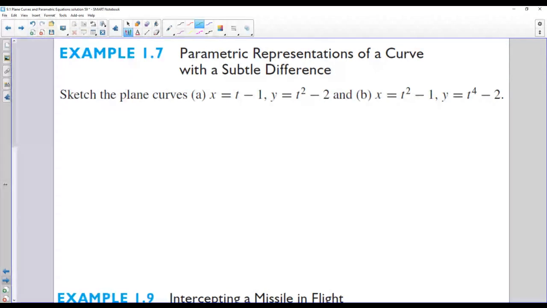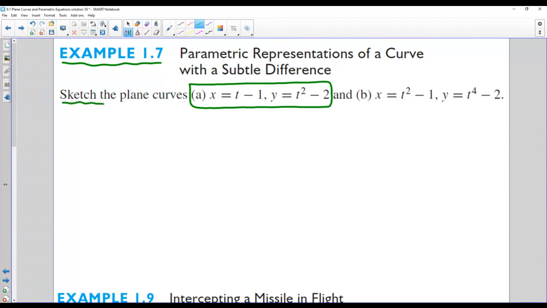Now, another last example here. Maybe we give you parametric equations and we want to sketch this curve. What is it exactly? Is it a line? Is it a circle? Is it a parabola? And so on. So what we have here is x equal to t minus 1, and y is t squared minus 2. I want to graph this.